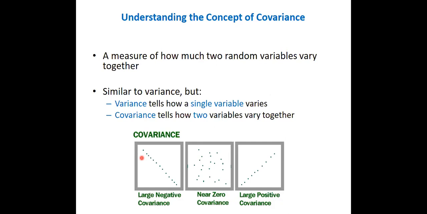That is negative covariance. This one in the middle is near zero covariance, because you cannot see any direction, you just see scatter. But this last one is positive covariance. As you are increasing this, this one is increasing. So when one increases, the other one increases. That is positive covariance. But when one increases and the other one decreases, that is negative covariance.